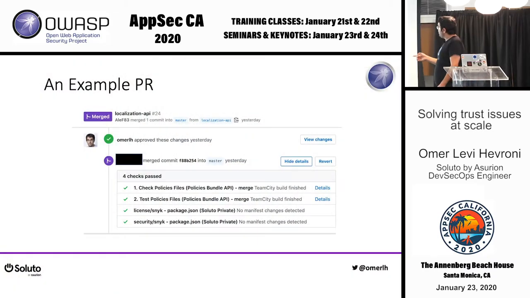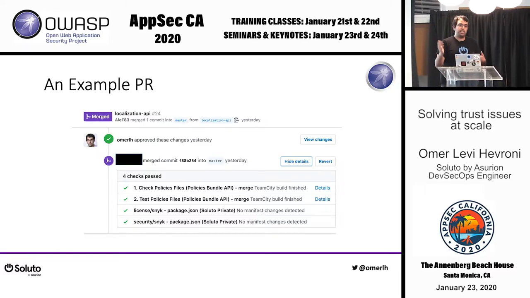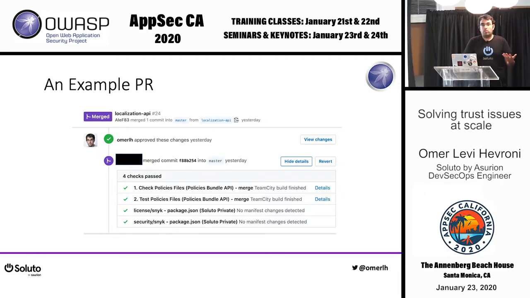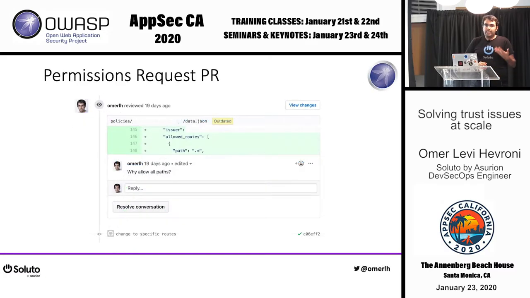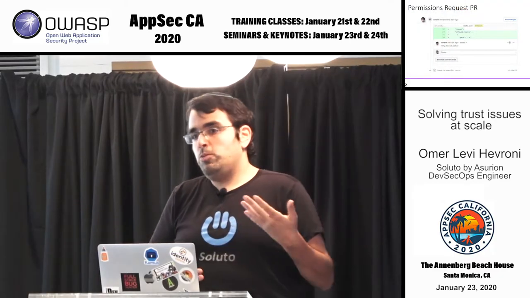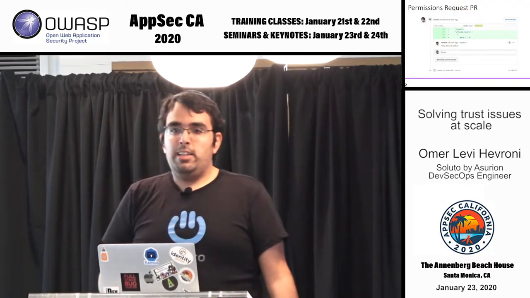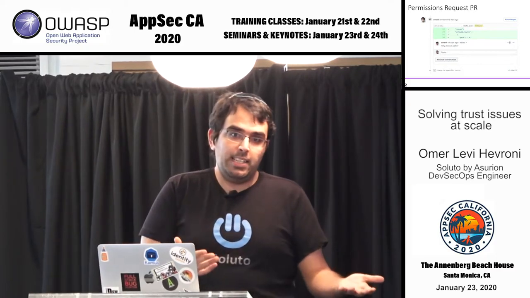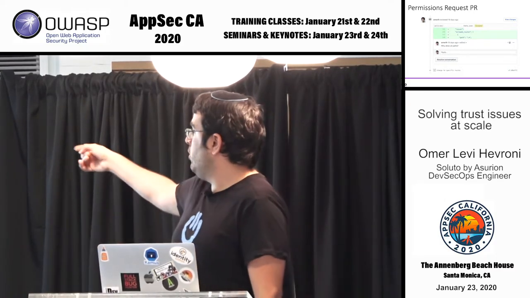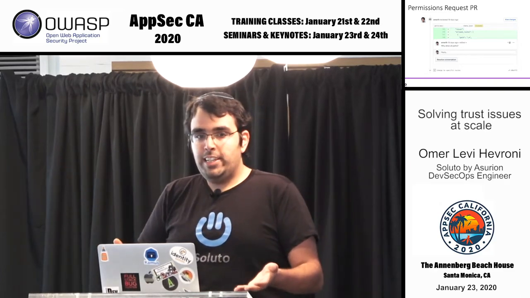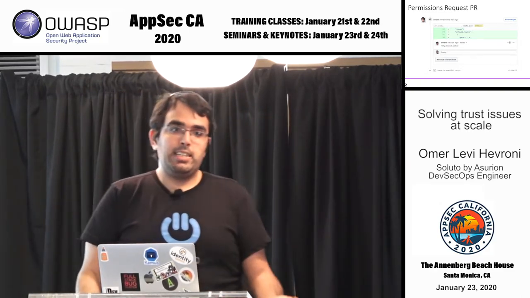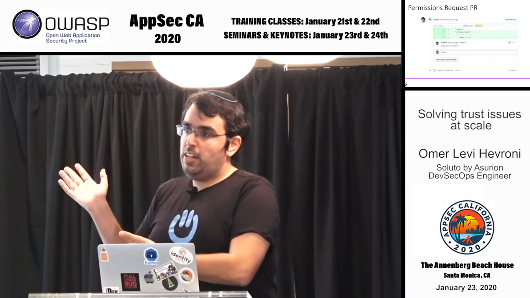So this is an example PR. A developer adds a request, adds a service, and you can review it. So let's look at how we can review it. This is a PR where a developer requested access to a specific service. And you can easily see that she asked for access to all paths. So I asked her why, and she just wasn't aware of it. And of course, the next thing is to write static analysis on that, because it's really simple to look for everything. And this is the next thing we can do. So things are a lot better now.